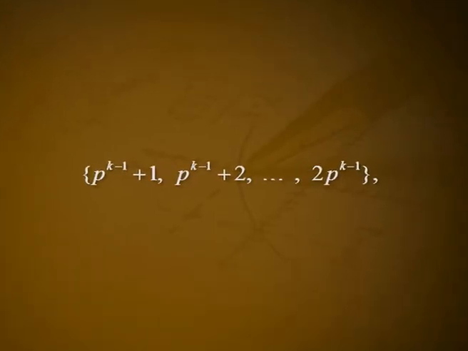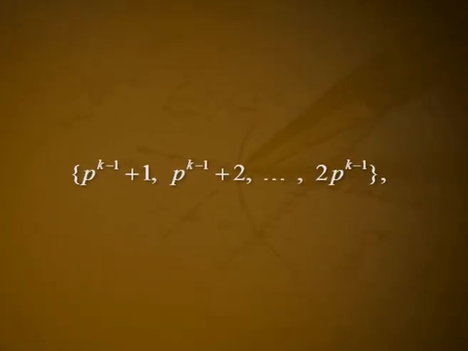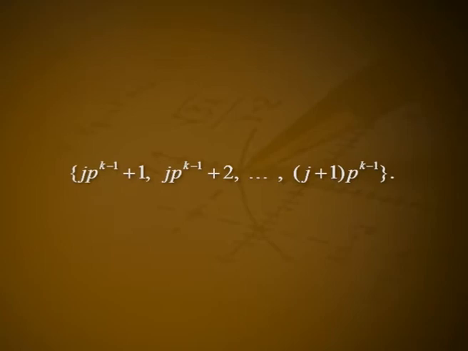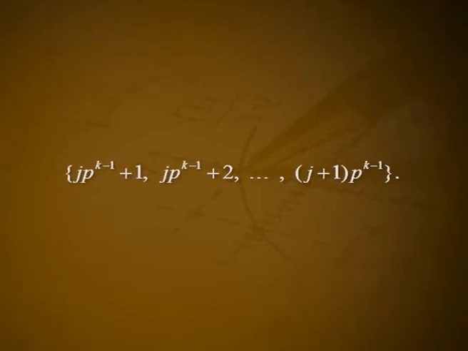1. Sigma^p is equal to E. 2. If tau is a permutation that leaves all i fixed for i greater than p^(k-1), hence affects only 1, 2, etc. p^(k-1), then sigma tau sigma inverse moves only elements in the set p^(k-1)+1, p^(k-1)+2, etc. 2p^(k-1), and more generally sigma^j tau sigma^(-j) moves only elements in the set j·p^(k-1)+1, j·p^(k-1)+2, etc. (j+1)·p^(k-1).